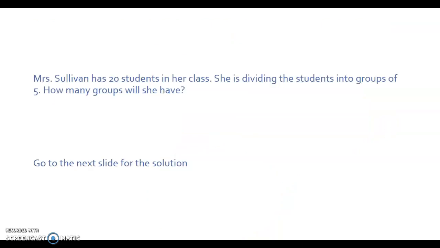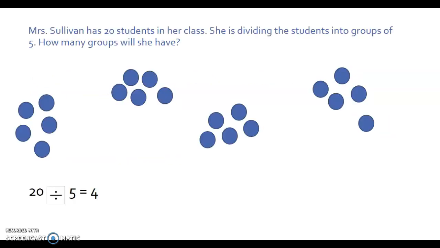Miss Sullivan has 20 students in her class. She's dividing students into groups of 5. How many groups will she have? Pause your video, work your problem out, and hit play when you're ready to check it. There you go. Here are your groups of 5, 5, 10, 15, 20 students. So we took 20 divided by 5 to find out we have 4 groups.